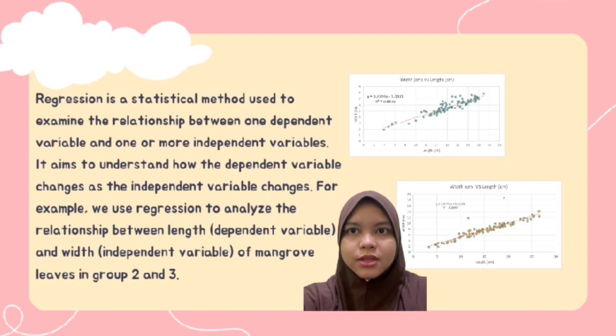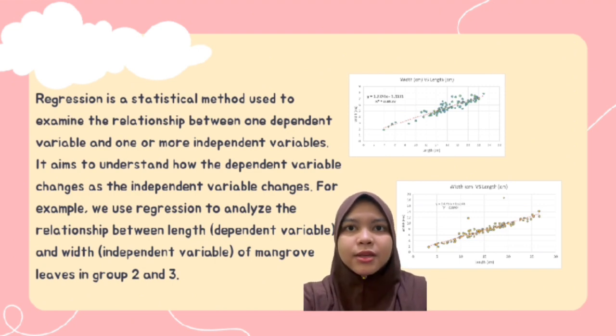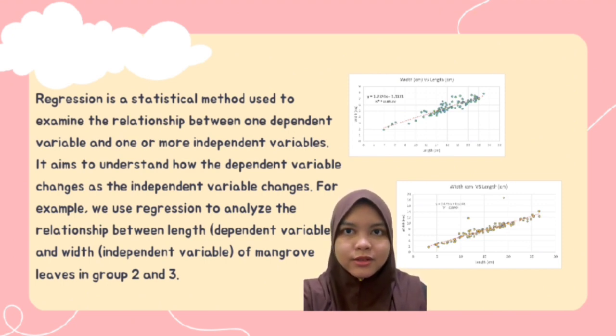Regression is a statistical method used to examine the relationship between one dependent variable and one or more independent variables. It aims to understand how the dependent variable changes as the independent variable changes. For example, we use regression to analyze the relationship between length, the dependent variable, and width, the independent variable, of mangrove leaf in Group 2 and Group 3.